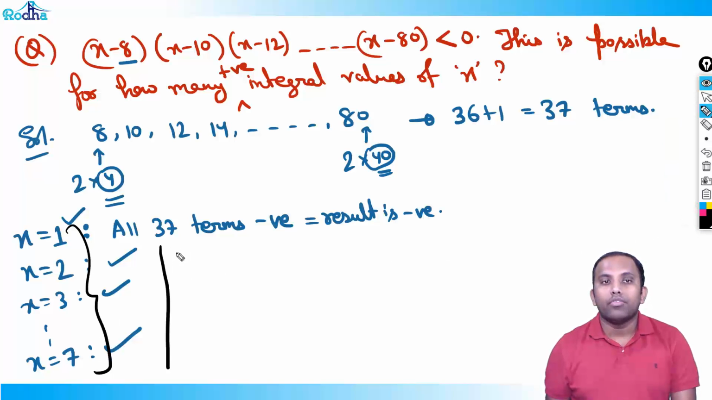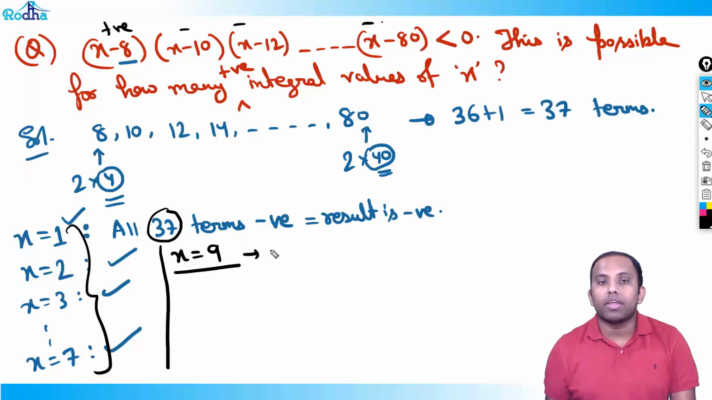Now, if x is equal to 9, understand very carefully. If x equal to 9, then only one term will be positive, and the rest will all be negative. Since there are 37 terms here, if x is equal to 9, the first term is positive, okay, and the remaining 36 terms are negative.